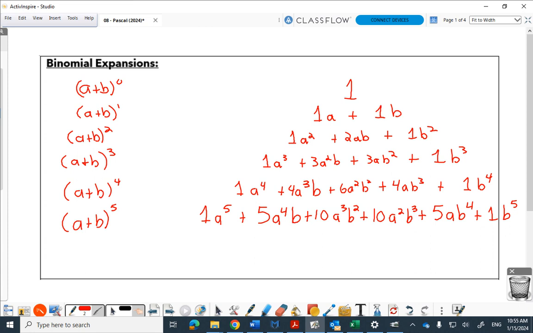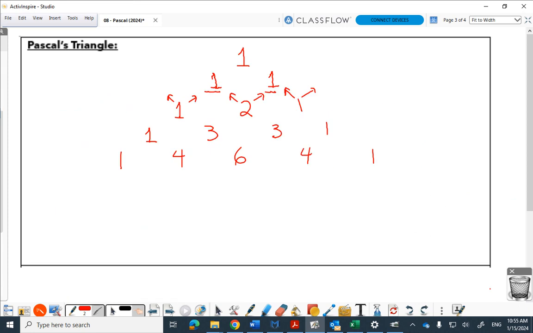Is it right? Let's go back to Pascal's triangle. Who wants a shot at this? Forget about what we just did. Who wants a shot at just building the next line of Pascal's triangle? 1, yep. 5, yep. 10, yep. 10, yep. 5, yep. 1. Once you have that down, things go pretty quickly. Once you can build the one line in it.